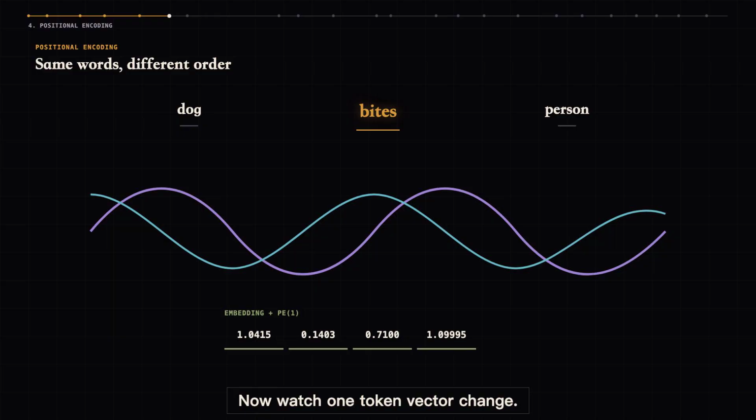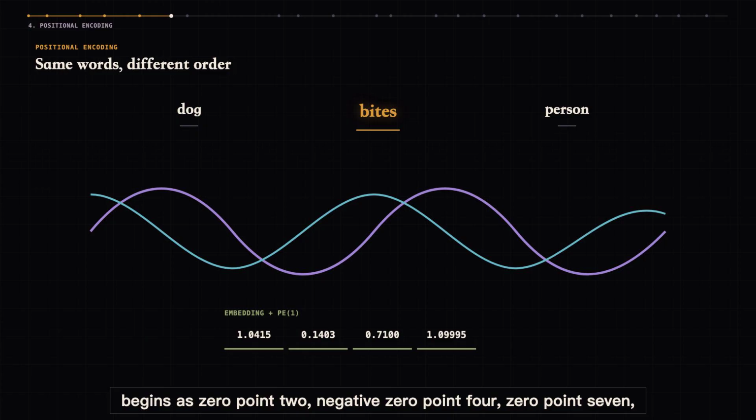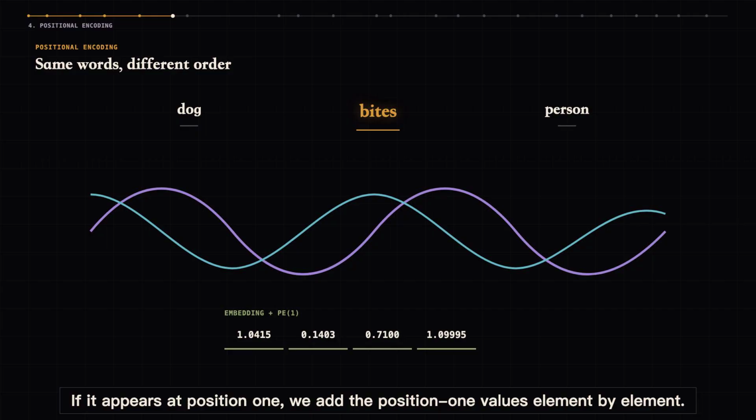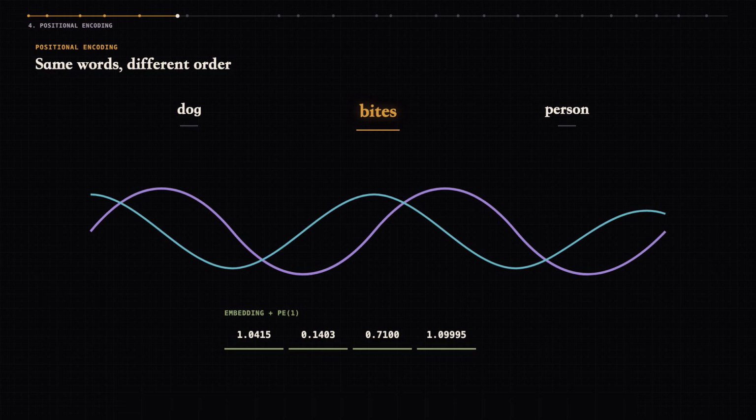Now watch one token vector change. Suppose an invented toy embedding, after the square root scaling described earlier, begins as 0.2, negative 0.4, 0.7, and 0.1. If it appears at position 1, we add the position 1 values element by element. The result is about 1.04, 0.14, 0.71, and 1.1. The token identity and its position now occupy the same vector.